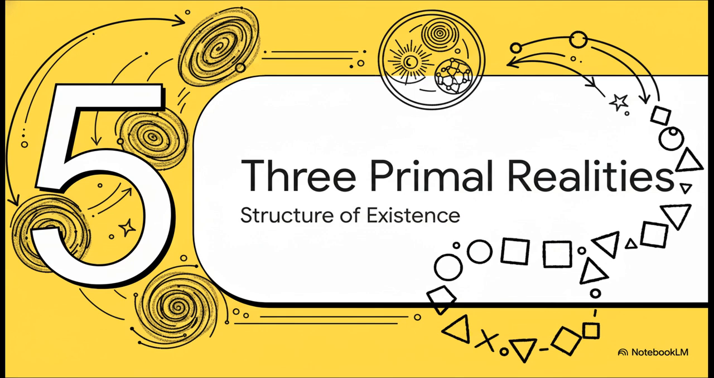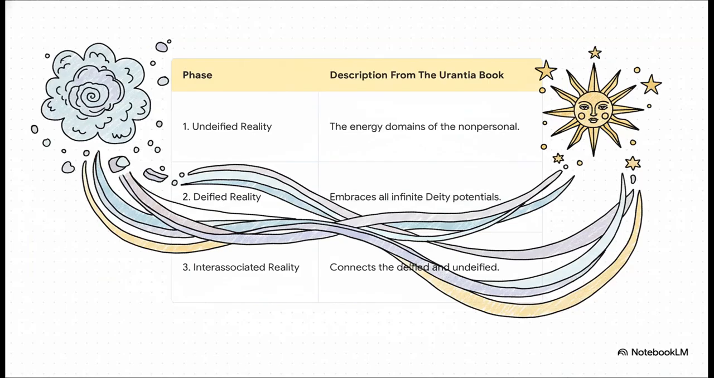All right, our last stop, Section 5, 3 primal realities. So the foreword gives us one final piece of the puzzle. It breaks down all of existence into 3 fundamental phases. So this is the basic framework for everything. First, you have undeified reality. You can think of this as the raw, non-personal energy of the cosmos, the basic building blocks. Then you have deified reality. This is the realm of all divine personality and potential. And finally, you have interassociated reality, which is this huge, complex space where the other two connect and interact. It's basically the book's theory of everything, explaining how it all fits together.